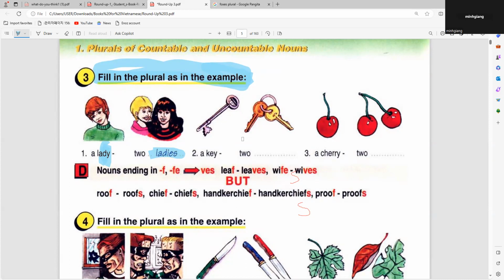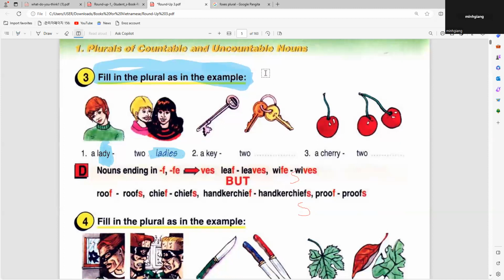Okay, so for example, this one, ladies. Teacher, add S or change Y into I. Look at this one, the spelling. This is IES. So what will you do? You will change Y, right? You will change Y into letter I.